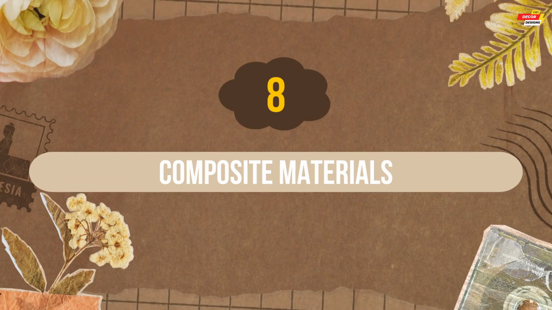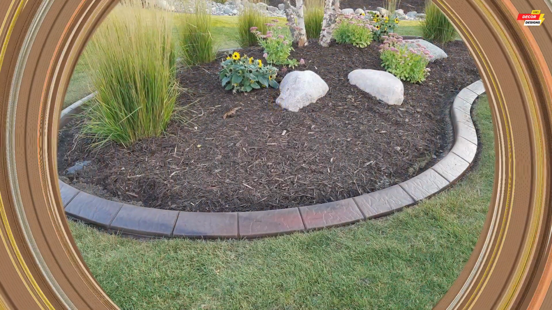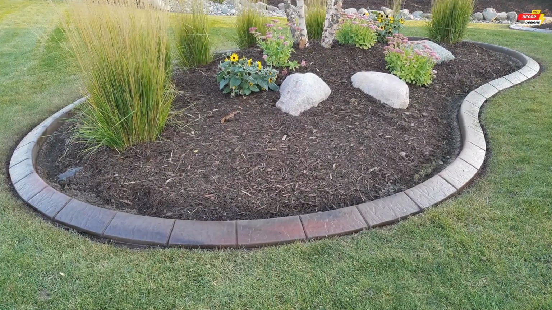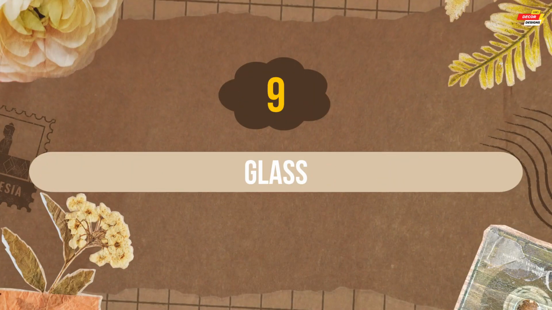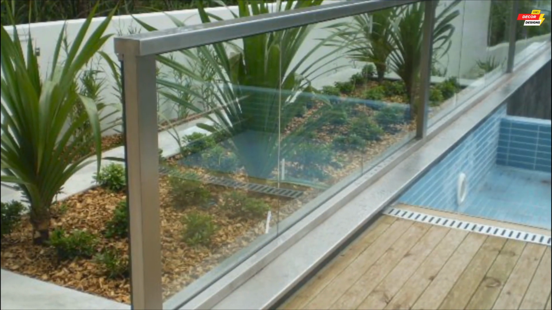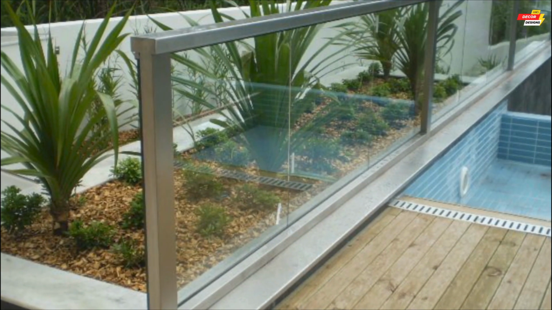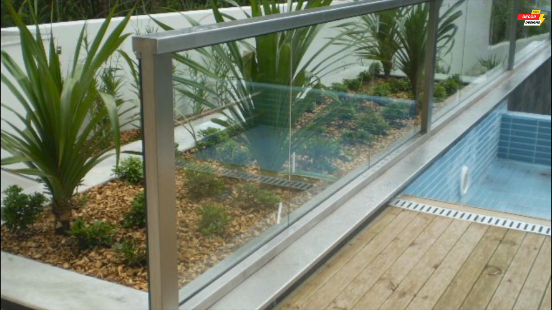Eighth, composite materials. These often blend wood fibers and recycled plastic, offering durability and a natural look with less maintenance than wood. Ninth, glass. While less common, thick panels of tempered glass can create a unique and almost invisible modern edge, ideal for showcasing distinct planting areas.